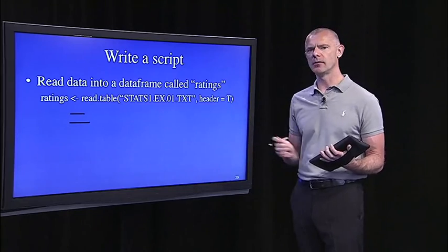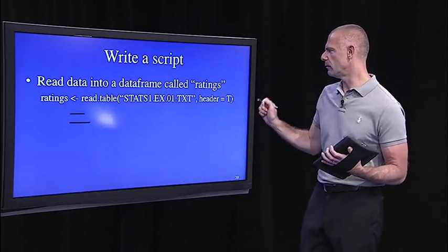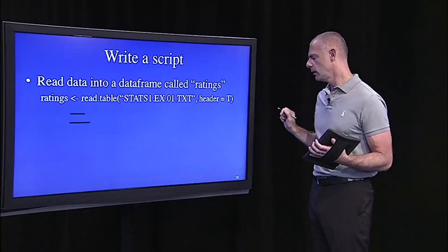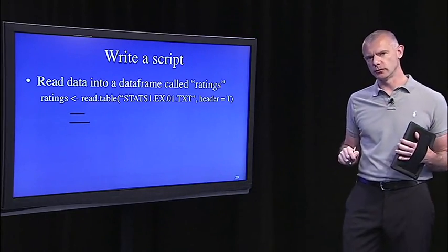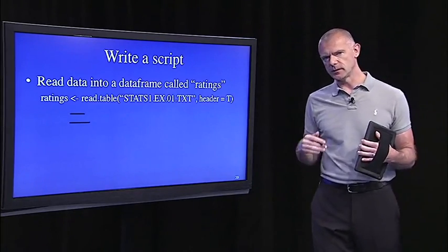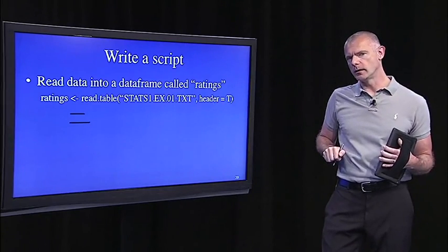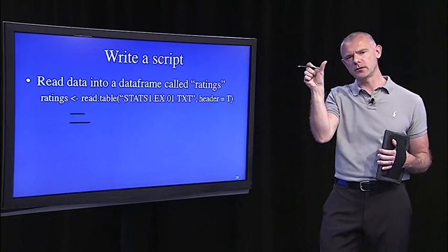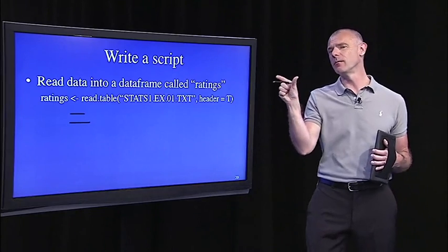So read.table is an R function. I'm going to read table, my file name, and then I'm going to have one argument after that called header equals true. What that means is my file, stats1.ex.o1.text, has a header in it, meaning the first row of that file contains my variable names.